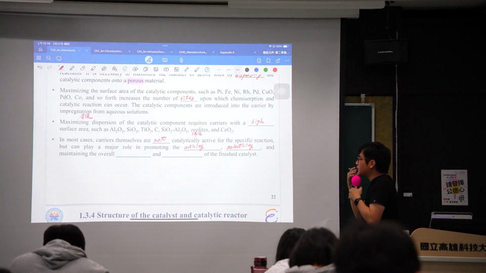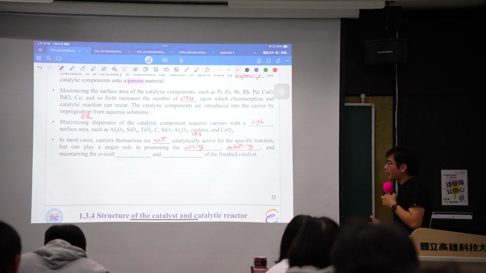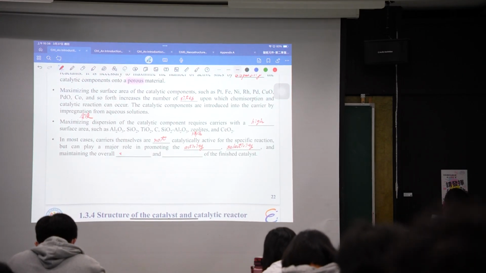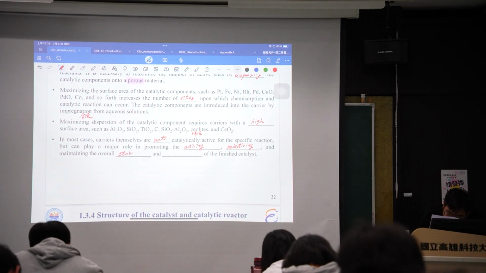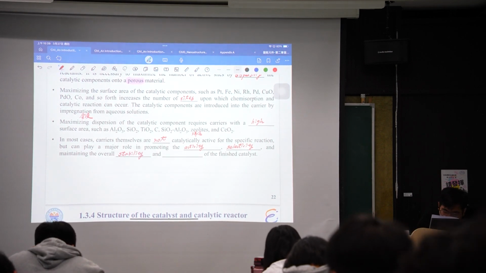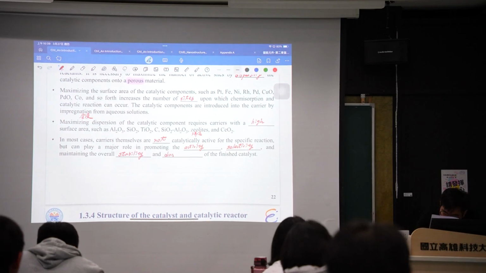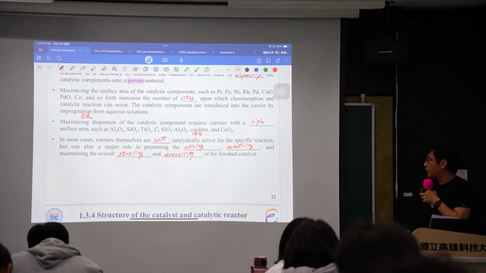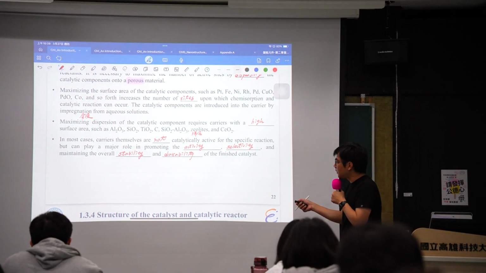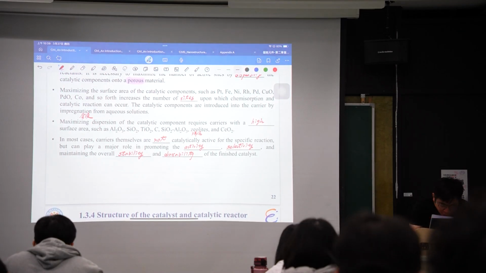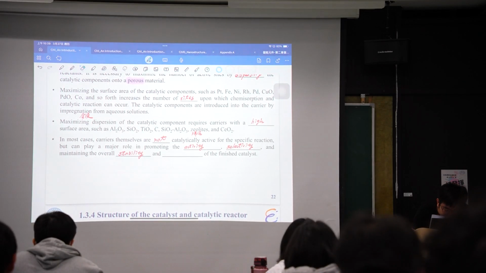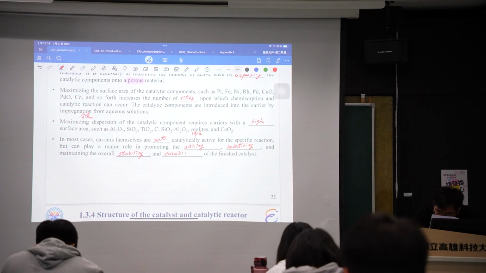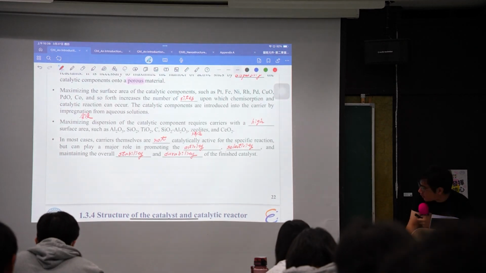Okay, they can improve activity and selectivity and maintain the overall stability and durability. They can maintain the overall stability and durability of the finished catalyst.